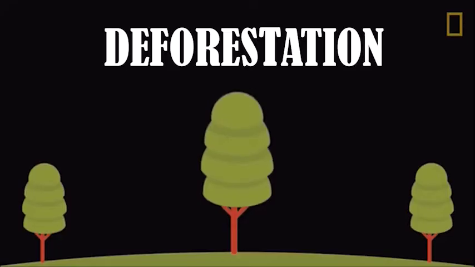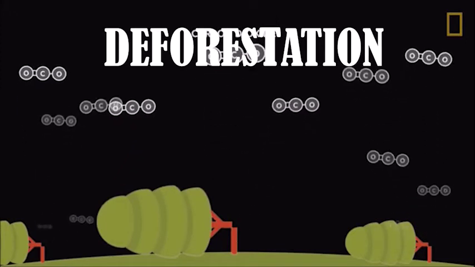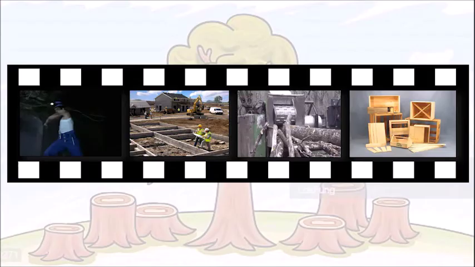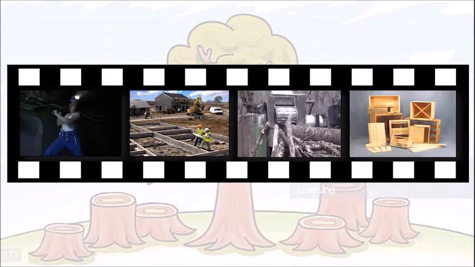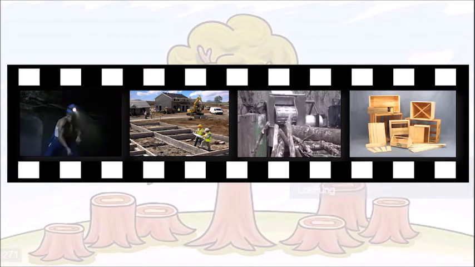Let us now proceed to deforestation. Deforestation is defined as the clearing of plants and trees in the forest. It is considered a destruction of natural resources. This practice is done for several reasons. People clear forests for mining purposes. Deforestation is used so that land may be utilized for commercial or residential purposes. And people cut down trees to produce wood materials used to make different products.